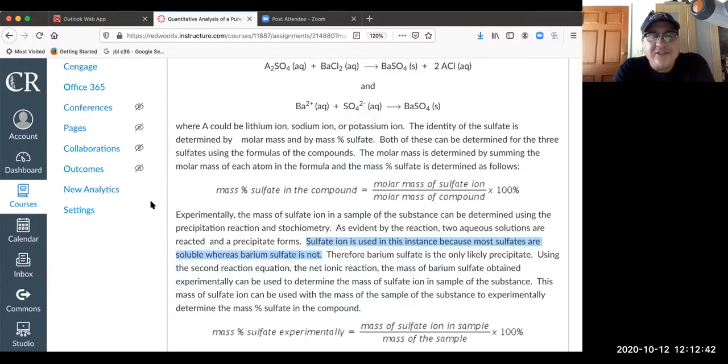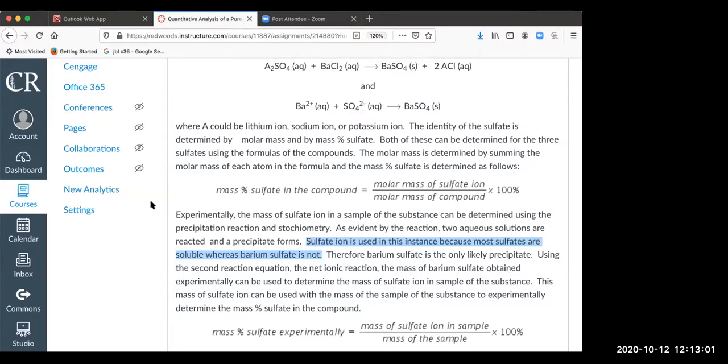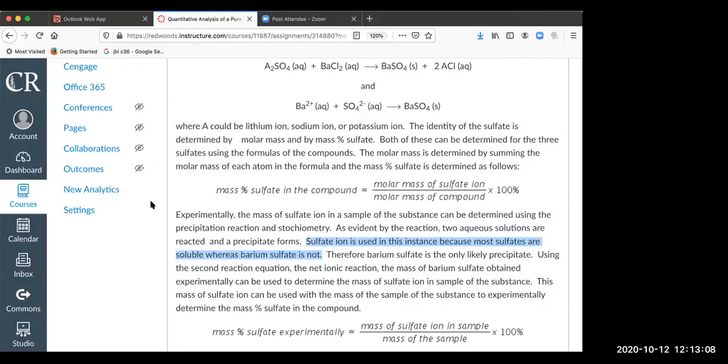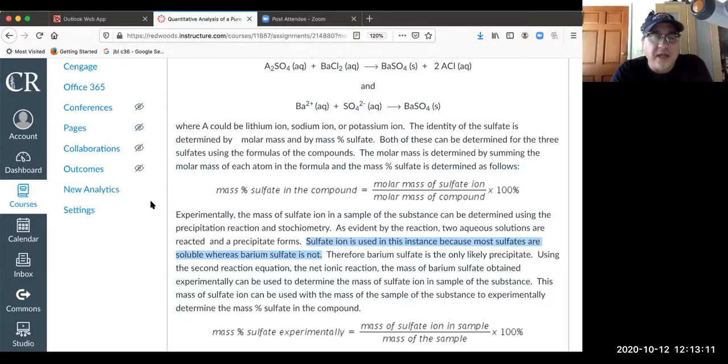So why is sulfate ion soluble a good thing? Sulfate ion is used in this instance because most sulfates are soluble, whereas barium sulfate is not. And the answer lies in the fact that we want to collect the barium sulfate, right? What if sulfate ion was not very soluble and it would precipitate with other ions? Would that be helpful to us?